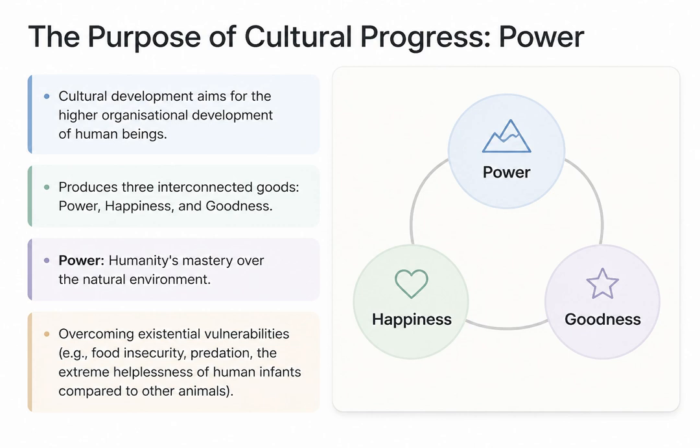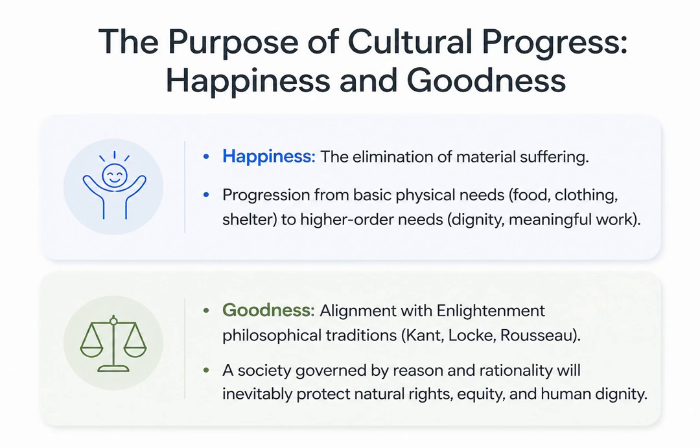Think of how a human infant is completely helpless and dependent for over a decade, unlike a dog that can walk in days. A crying infant in a forest could attract predators and doom a whole group. Cultural progress, tools, fire, agriculture, was the mechanism through which humanity conquered these existential vulnerabilities. Beyond power, cultural progress also produces happiness and goodness.